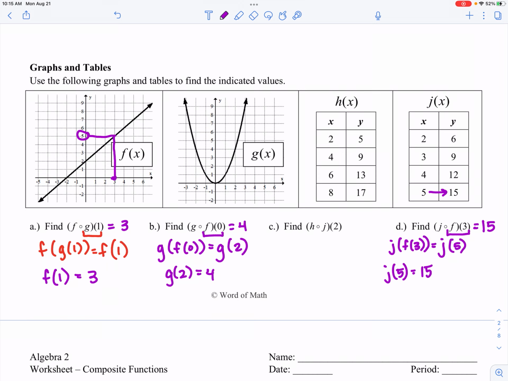So again, composition of functions, we're working our way inside out. We're plugging in to one function. That output becomes the new input to that second outer function.